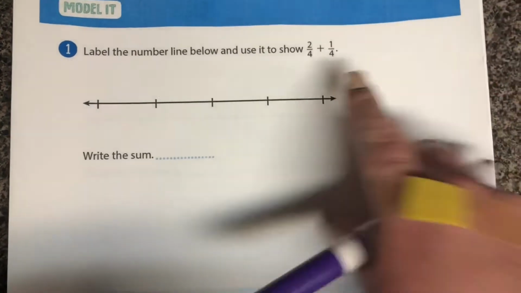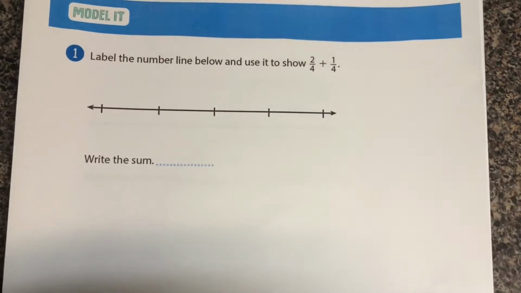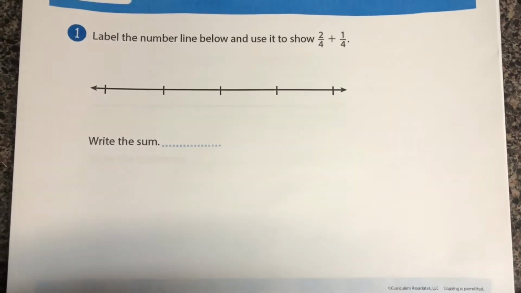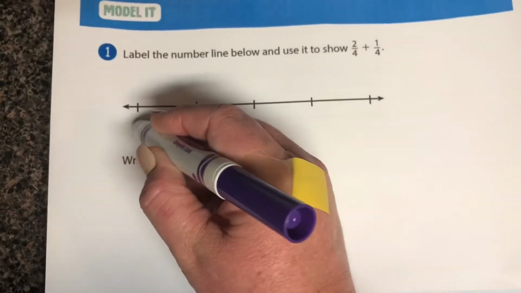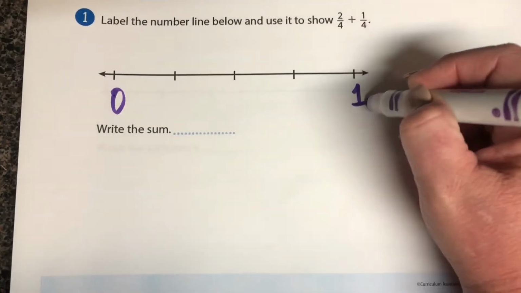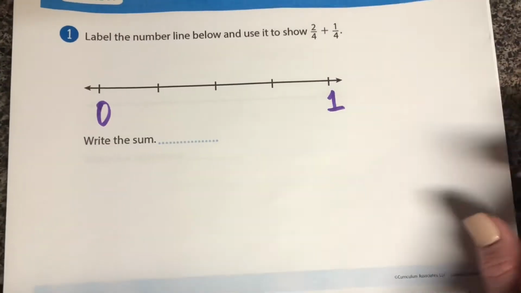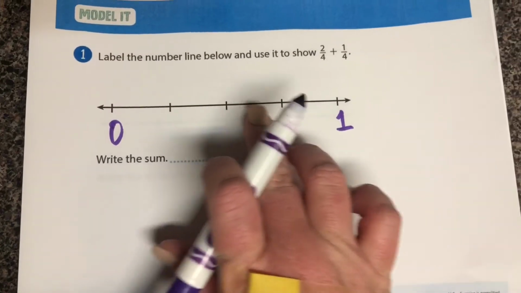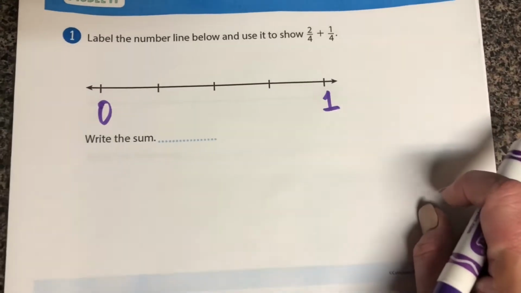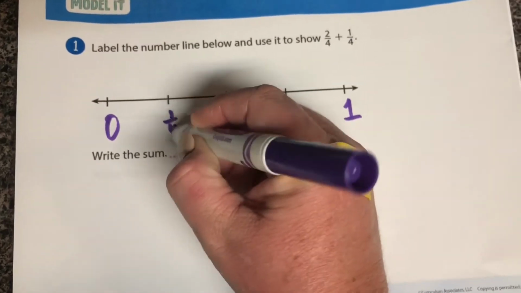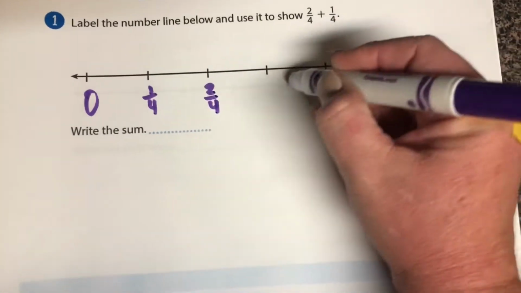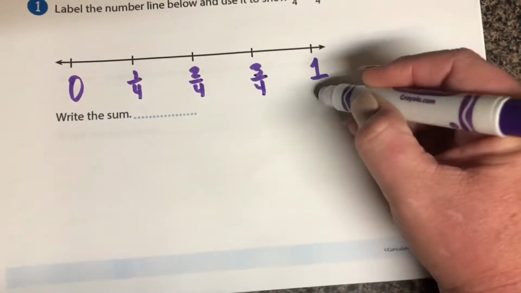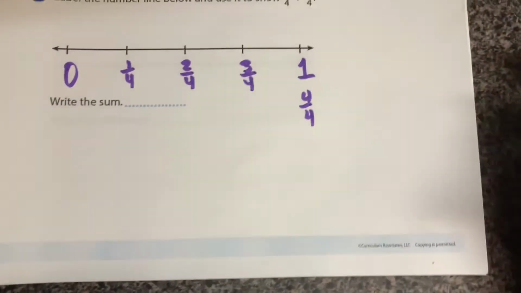Now I'm going to look at this blank number line and think about how it can help me use addition, 2/4 plus 1/4, addition of fractions. Now I notice there's nothing labeled on here, so I'm going to start off and put my 0 and my 1. And then I'm going to say, all right, there's 1, 2, 3, 4 spaces. So I can label those 1/4, 2/4, 3/4, and this would be 4/4.